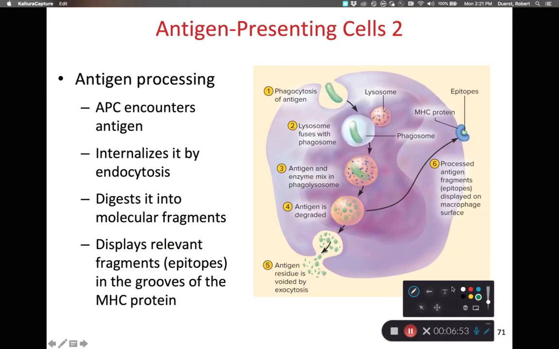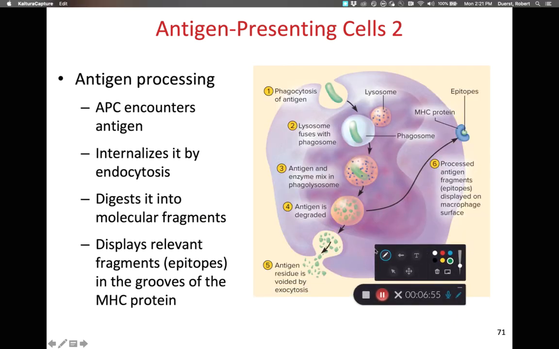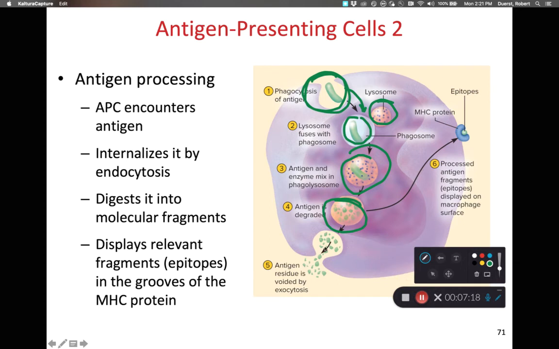So let's look at this flowchart for a classic antigen-presenting cell. This antigen-presenting cell will phagocytize an antigen. That antigen is going to be wrapped up in a phagosome that fuses with a lysosome to make a phagolysosome. That phagolysosome will have digestive enzymes in it that take the antigen and chop it up into little pieces. Most of those little pieces are going to be exocytized. They are just going to be ejected out.